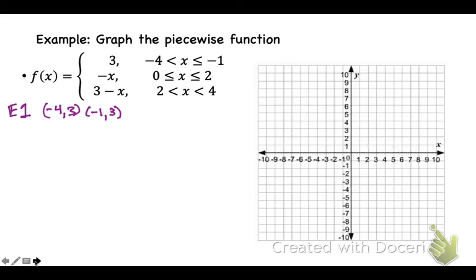Okay, so open or closed at negative 4, 3? Open. Okay. Open or closed at negative 1, 3? Closed. And then connect the two, right? That would be called a constant, wouldn't it?